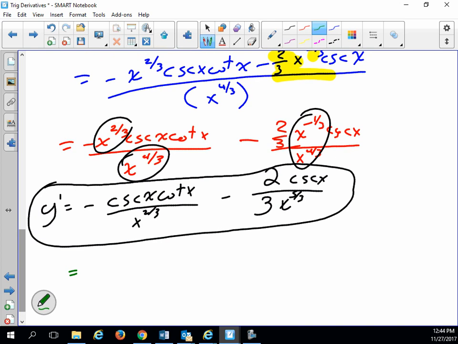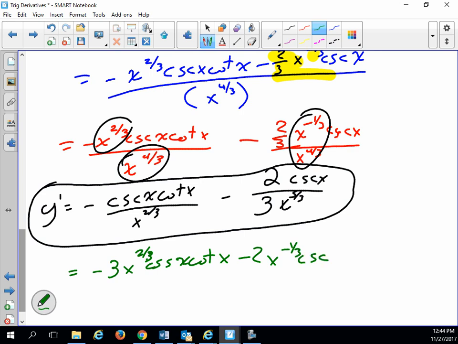And I think black is actually the easier one to do than the one I'm going to do next, just because of that 2/3. I'm going to multiply everything by 3 to get rid of that denominator. So this is going to be a negative 3x to the 2/3 cosecant x cotangent x minus 2x to the negative 1/3 cosecant x all over x to the 4/3, over 3, because I multiplied top and bottom by 3. I multiplied every single piece by 3. That took care of the denominator of my fraction.